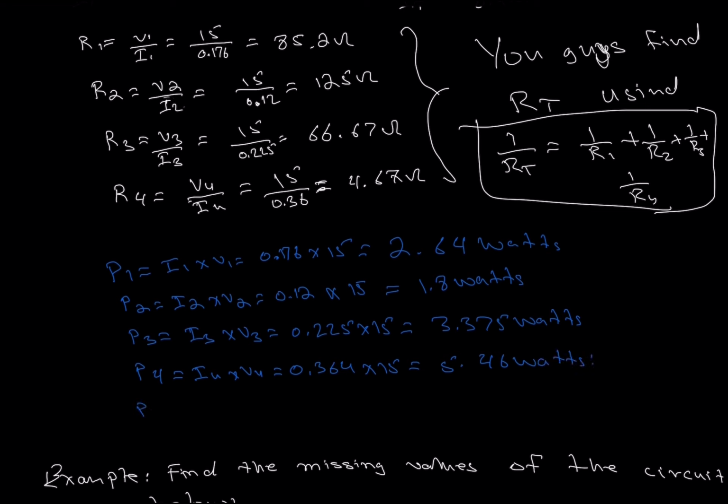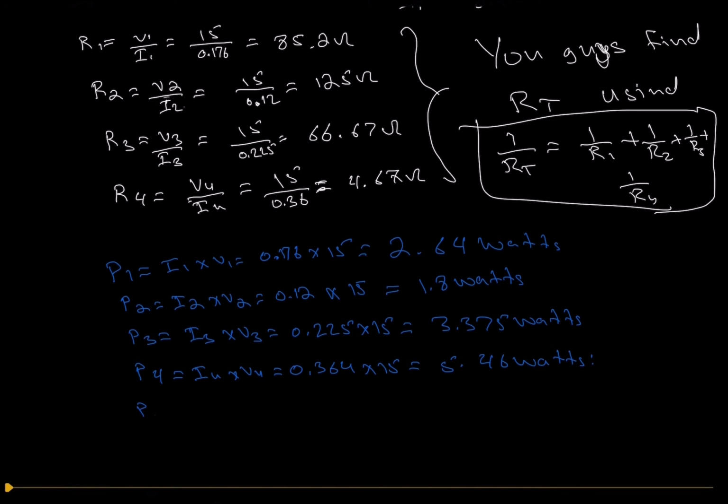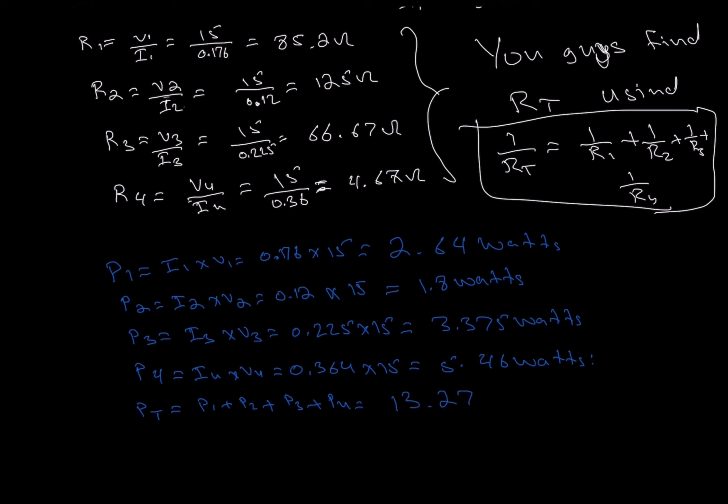We can find PT by adding P1, P2, P3, and P4. We can add them and see what we get: 3.375 plus 1.8 plus 2.64 plus 5.46. Adding these numbers will give me 13.275 watts.